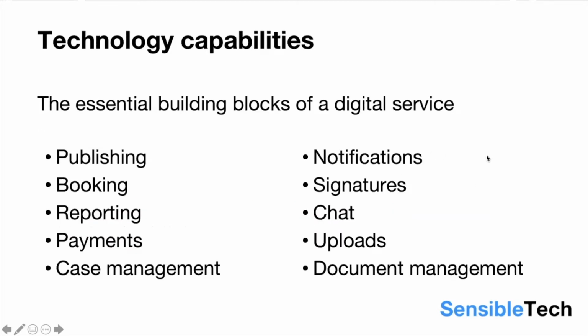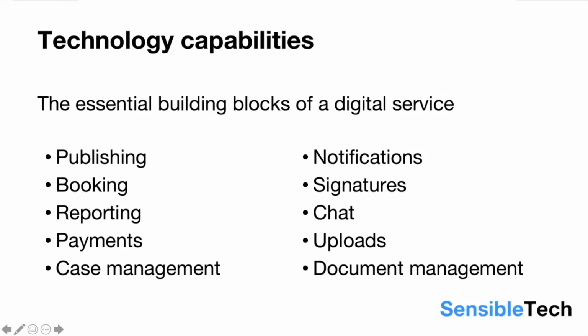So what do we mean by technology capabilities? Well, those are the essential building blocks of a digital service. I've just picked 10 here. There probably are more, but these are some of the ones that we use more often than not. So publishing, so sticking stuff for people to read and look at on web pages; booking of appointments or objects like rooms and equipment; and being able to report things, whether it's a missed bin or some dog poo that needs collecting in the road or a pothole or something like that.